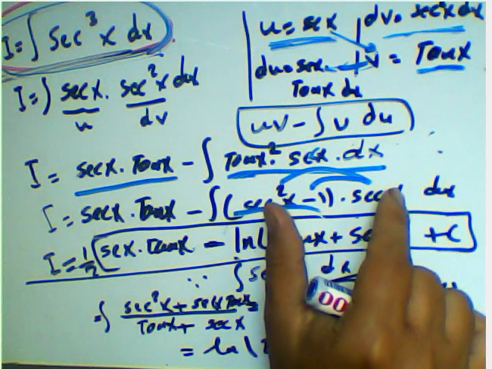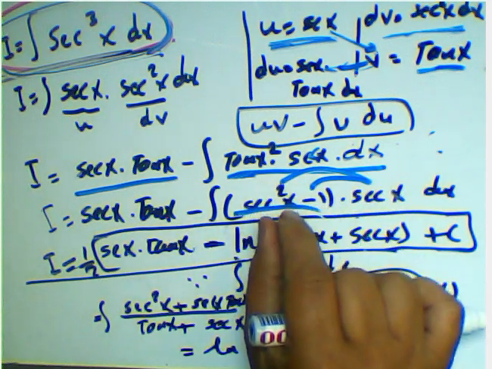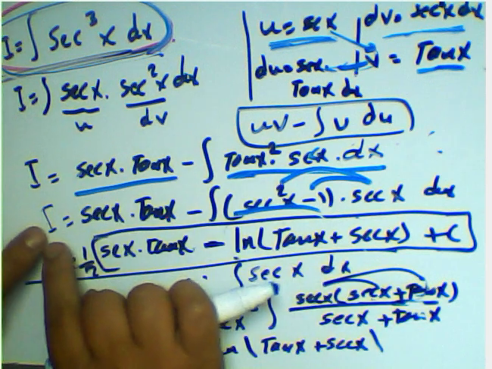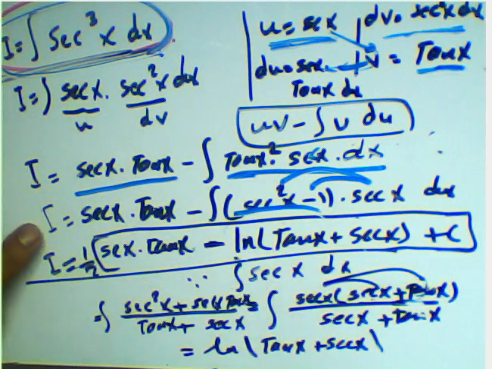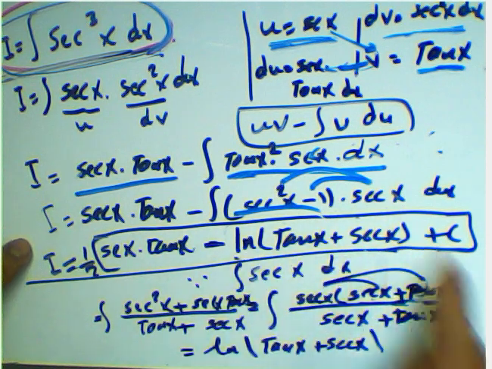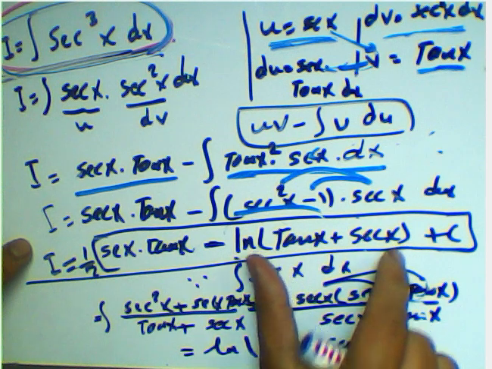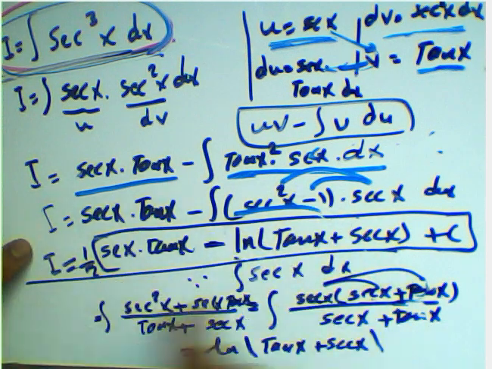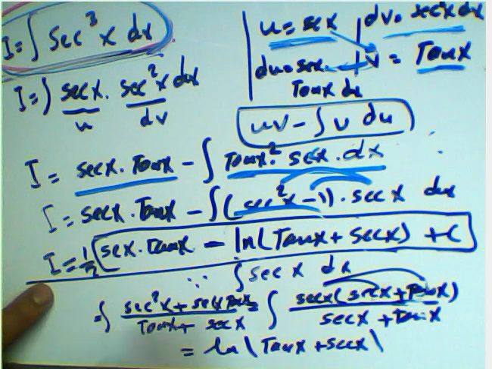Then if we find the result, sec^3 x will be I. Moving here, it will be 2I. I moved this result here, it will be 2I. And the integration of sec x is ln of tan x plus sec x here. Moving here, it will be 2I divided by 2. The result will be I equals half of the result.